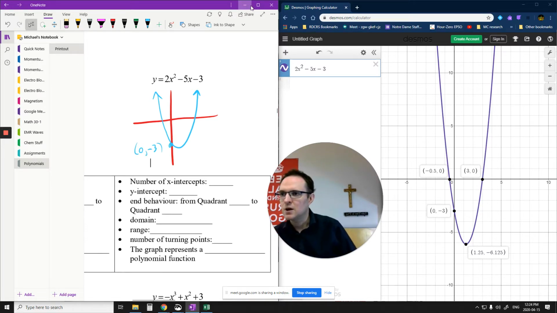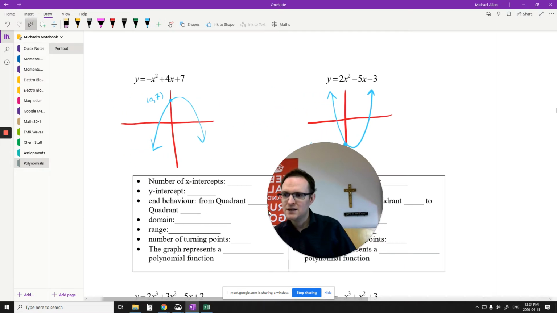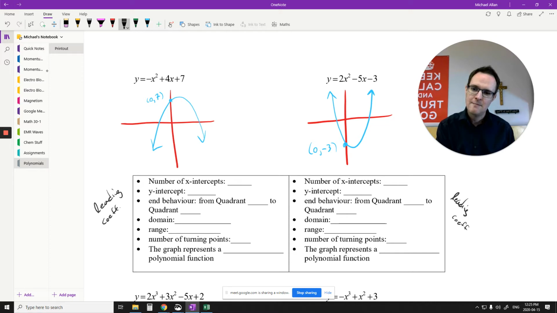Okay, so now we have these two graphs here. Let's analyze them and see what the differences and what the commonalities are between the two. Before we start, I just want to talk about something that doesn't say in here, but what is my leading coefficient? Because that's a pretty important indicator of what kind of characteristics this graph might have. First, both are degree two graphs, they're both quadratics. So let's see what we have here.